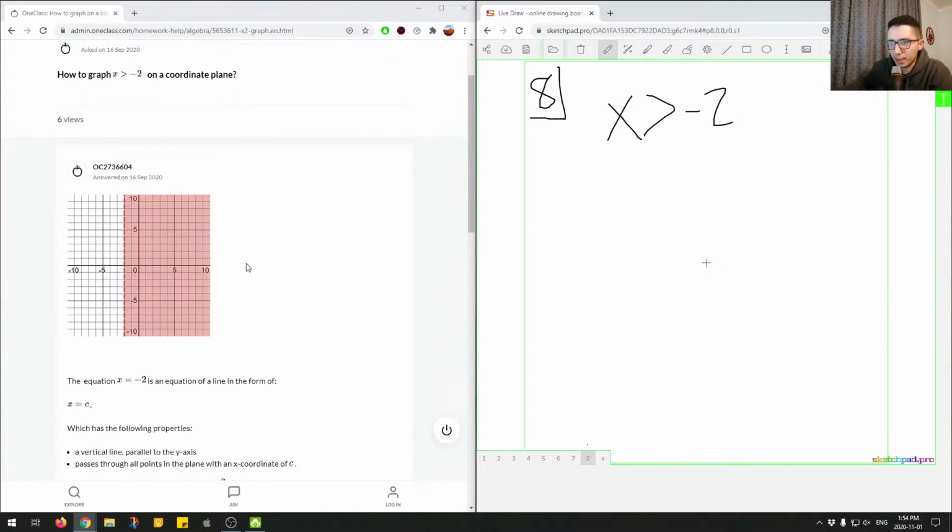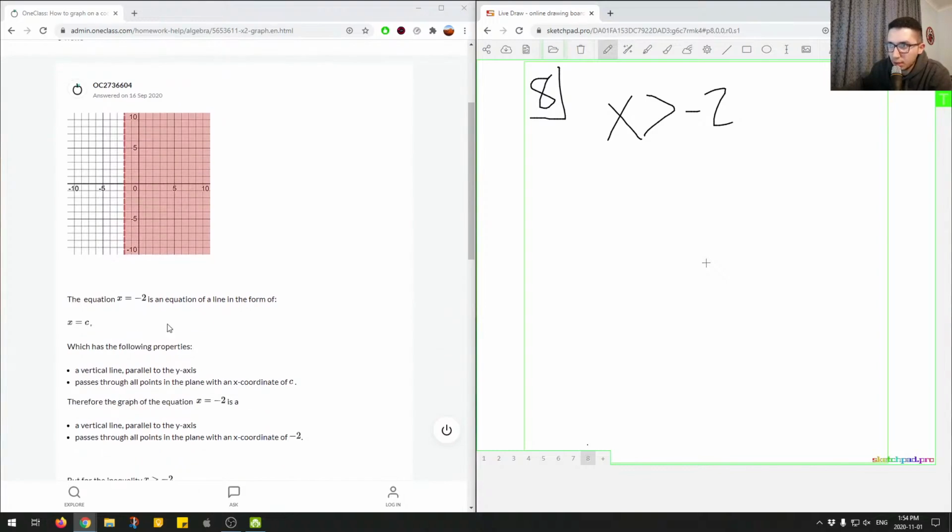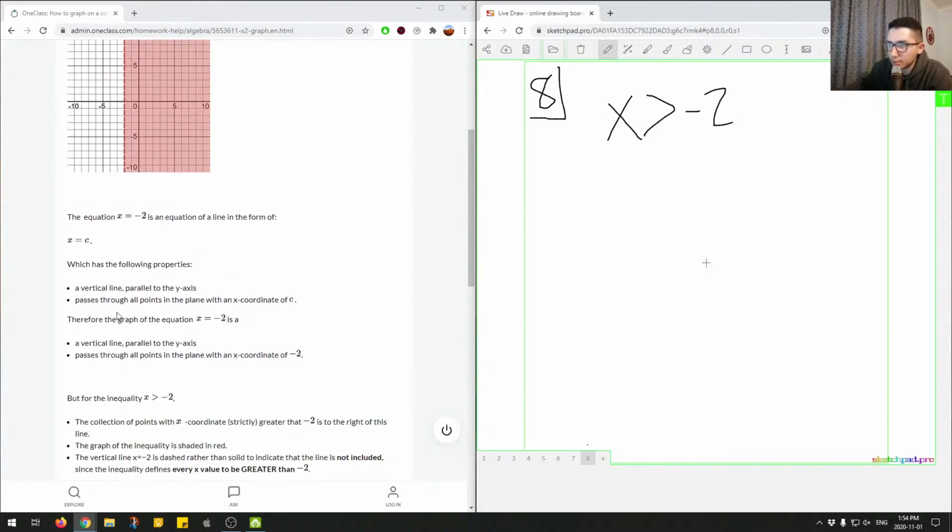Right away, just looking at the junior tutor's answer, we can see that -2 on this plot is over here. Then they draw a dotted line because we only have greater than -2. It's not equal to. If it was equal to, we'd draw a solid line. Then they highlight the red area over here, which is what is greater than -2. And then they go on to explain a vertical line parallel to the y-axis.